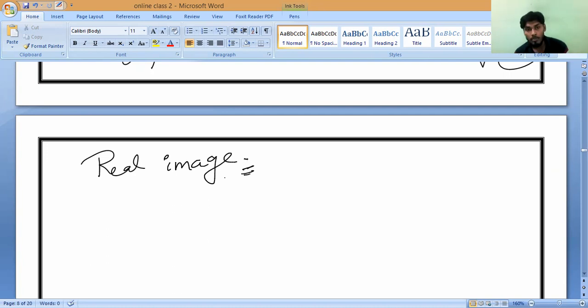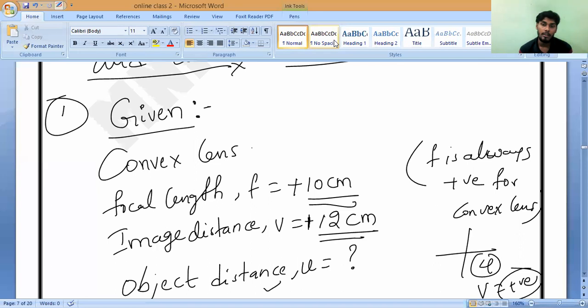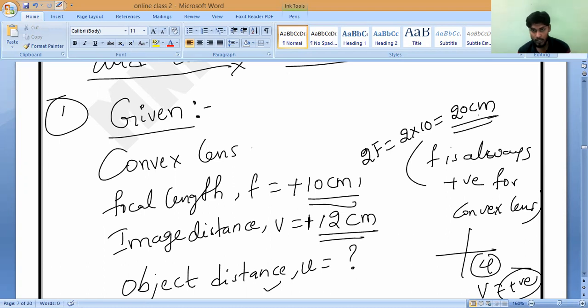Whenever you come to know f, all of you should remember, immediately you can keep a comma and write 2f. So what is 2f here? 2 into 10 is equal to 20. That is the first step we should write. Whenever you come to know f, immediately you write 2f, 20 centimeter. Now remember the characteristics of where the real image will form.